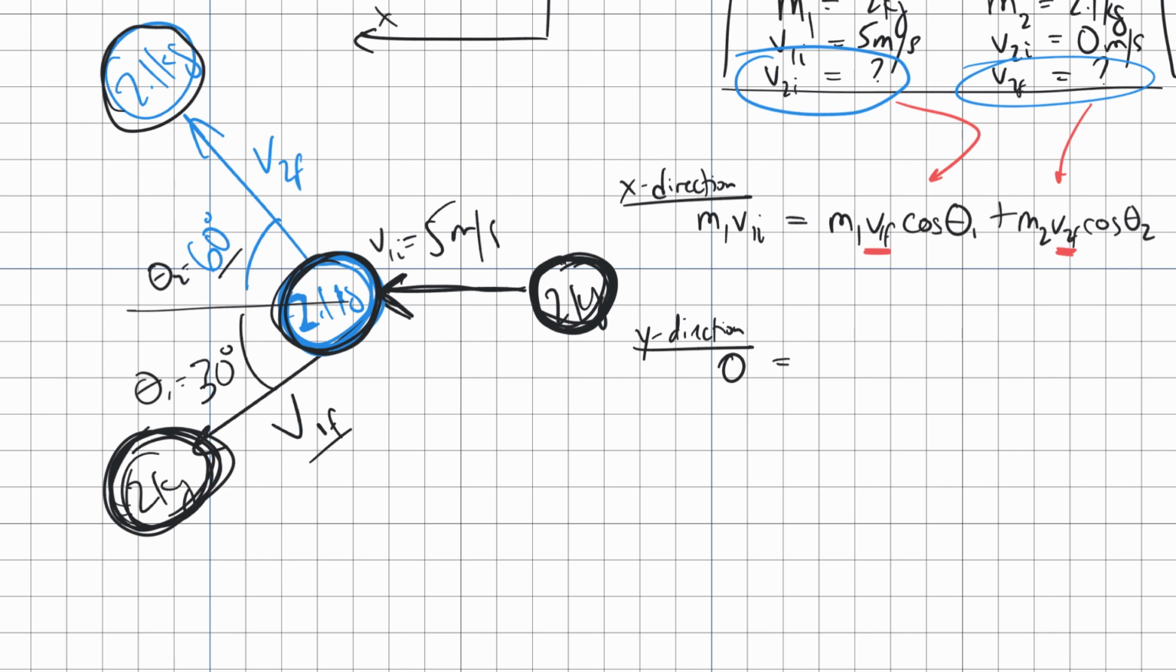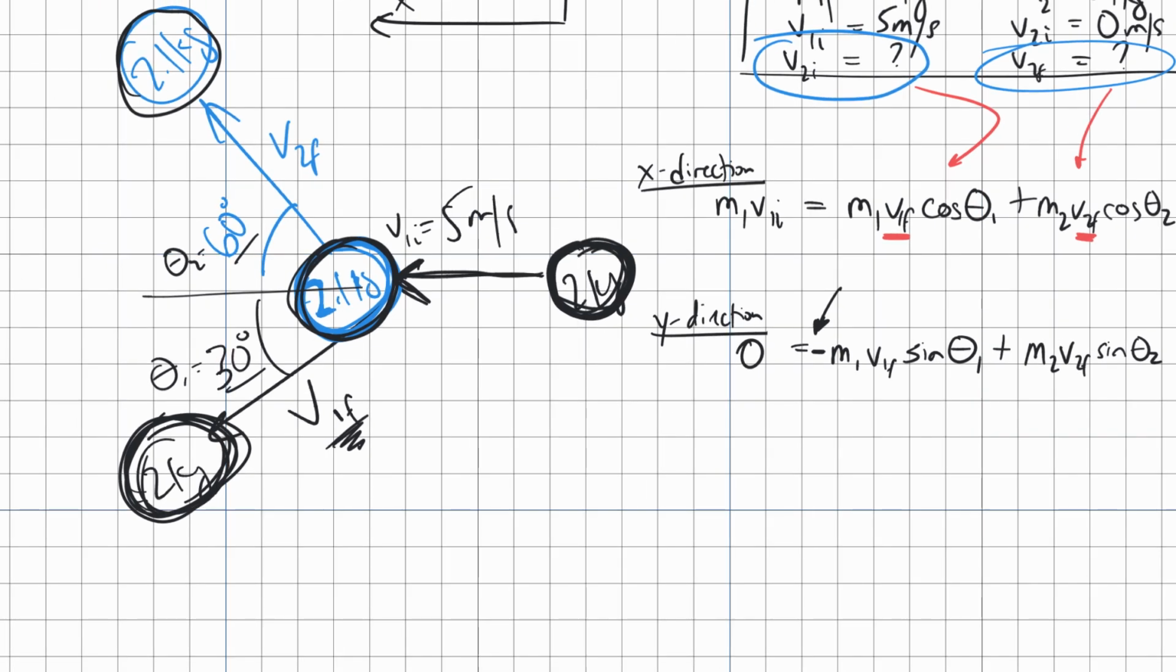So we'll start with ball 1: m1 v1f, and it's got an angle of 30 degrees, so we'll do sine of theta 1. Notice it's going downward, so I'm going to put a negative sign right there. Be very careful and don't forget that negative sign. And then we've got v2f going up, so it's going to be m2 v2f sine of theta 2. Hopefully you can see where those are coming from on this particular diagram.